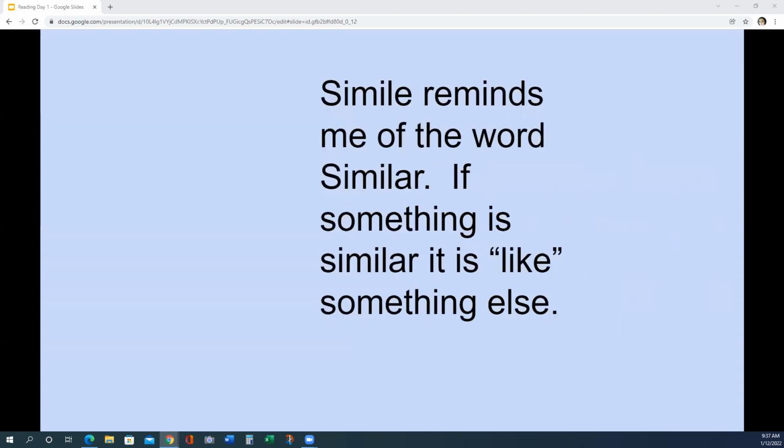Simile, one way that I remember that is because the word simile reminds me of similar. And if something is similar, it is like. So anytime you see the word like used to compare two things, that's just how I remember it. Miss Christie used to say that the word simile reminded her of the word smile, and you smile when you like something. That didn't compute very well to me as far as remembering something, but it may to somebody else, because all of our brains work differently.